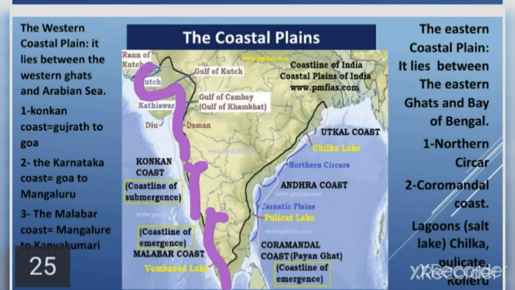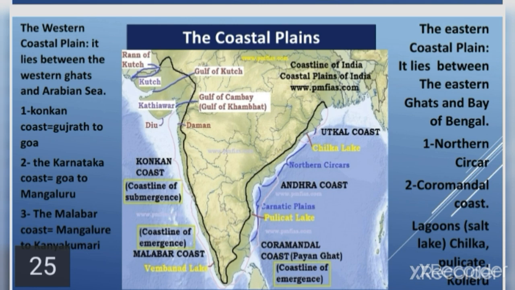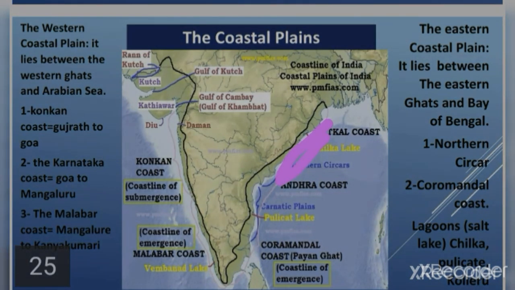Let's see the eastern coastal plains. The eastern coastal plains lie between the Eastern Ghats and the Bay of Bengal. This is the Eastern Ghats, and this is the Bay of Bengal. Okay children. And then the Northern Circars, it is here. This is the Coromandel coast.